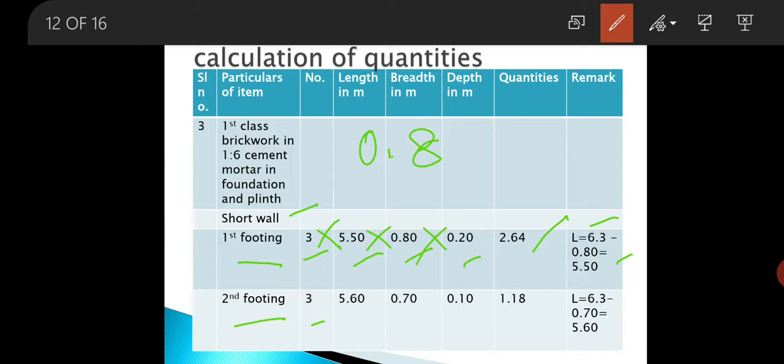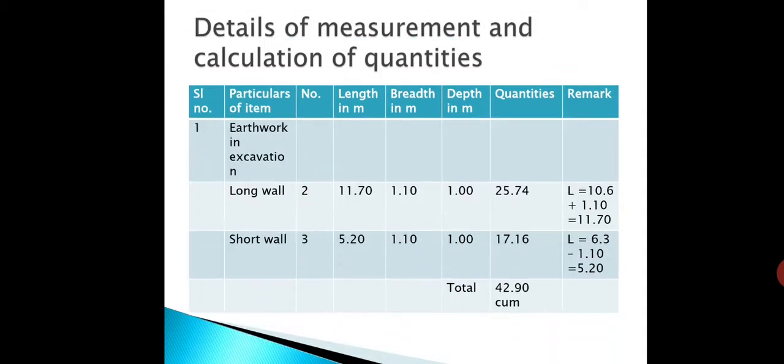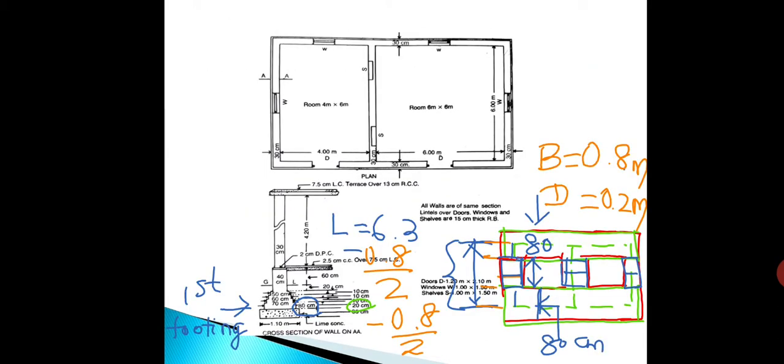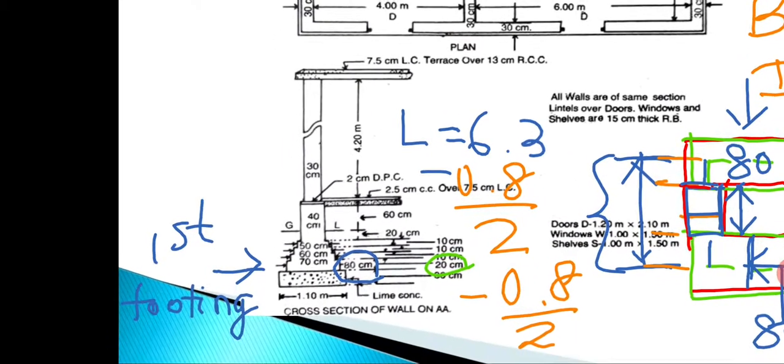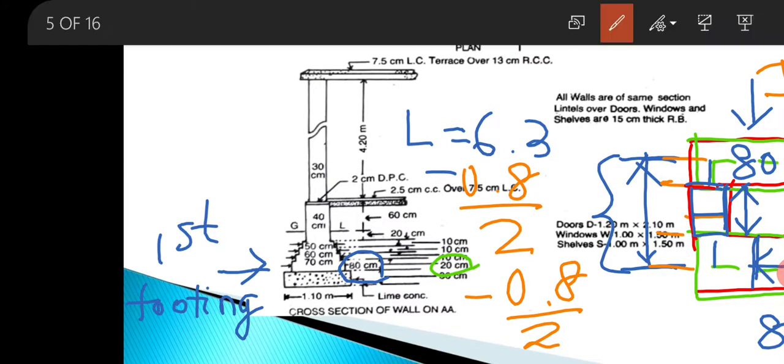Then come to the length part. So, length is, now we are dealing with second footing. So, what is the width of second footing? From the diagram you can see the width of the second footing is 70 centimeter.